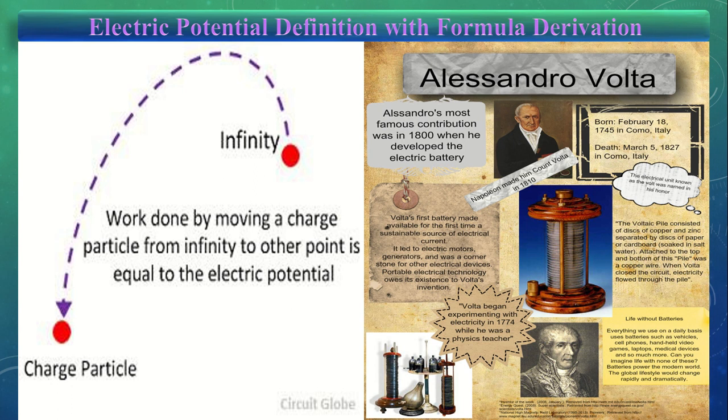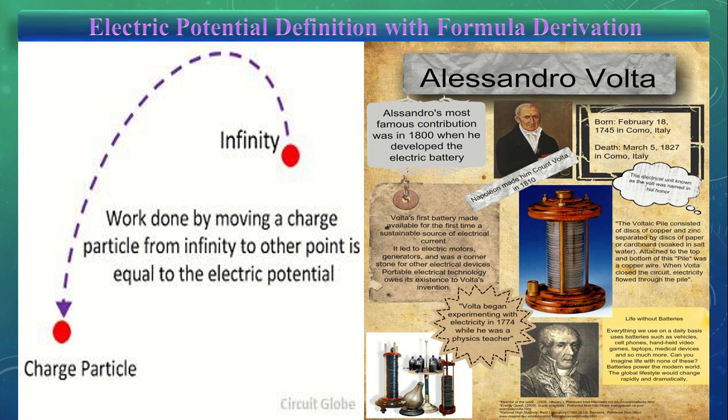So this electric potential is denoted by capital letter V. Energy means work done. We already know that. So this work done is denoted by W. So the formula for electric potential is V is equal to W by Q. The SI unit of electric potential is joules per coulomb. But we always use the SI unit as volt.